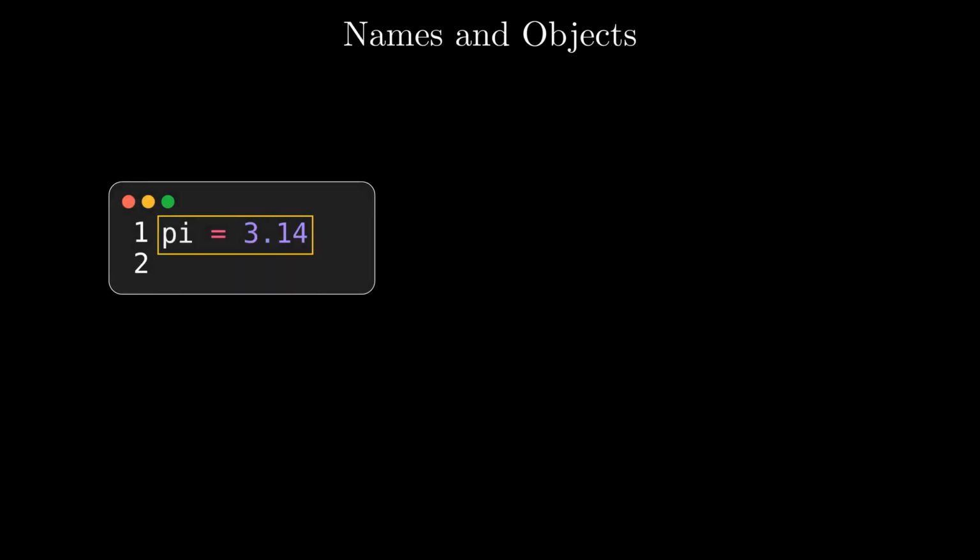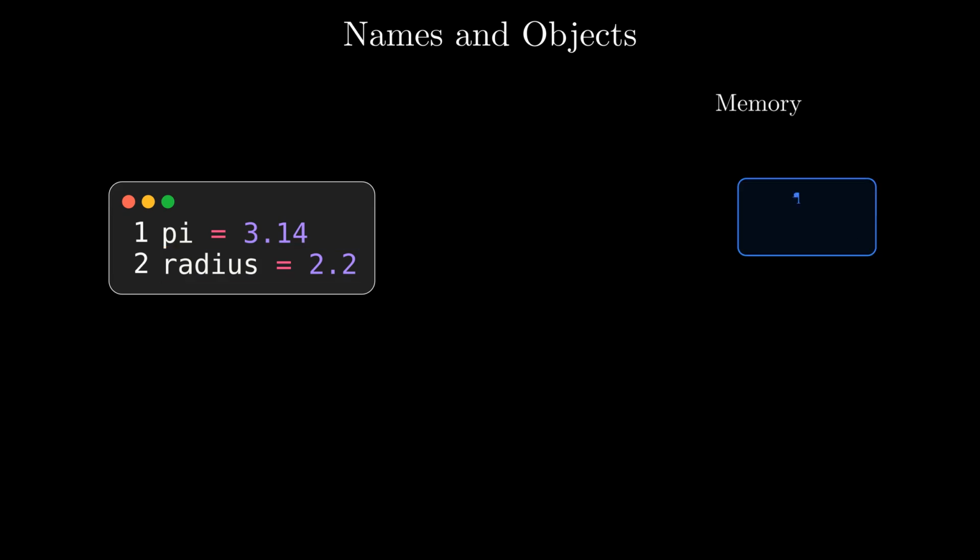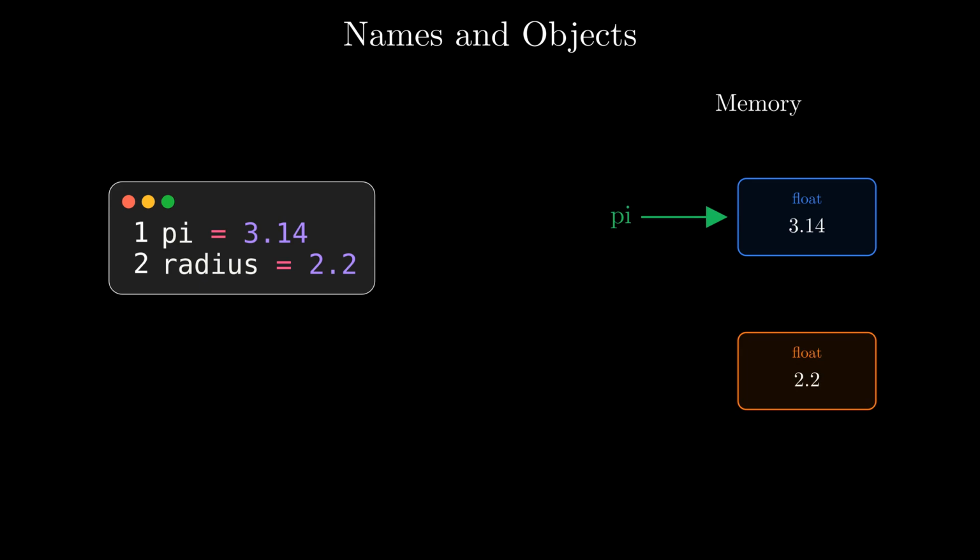Take two lines. Pi is set to 3.14. Radius is set to 2.2. Track this with a memory diagram. The first line creates a float object holding 3.14 somewhere in memory, then attaches the name pi to it. The second line creates another float object holding 2.2 and attaches the name radius.